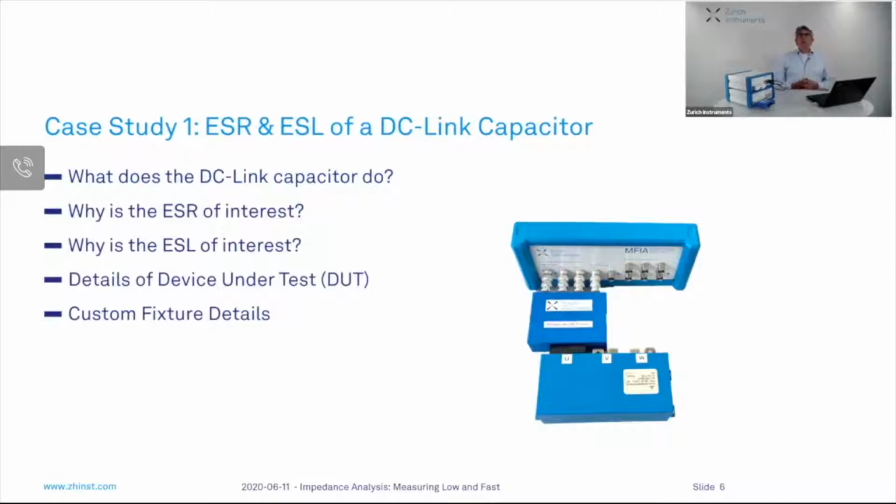So let's start with the low ESL and low ESR. A great component on which to measure this is a commercially available DC link capacitor, such as this one. I'll give a brief introduction of what the DC link capacitor does, and then we'll look at why low ESR and low ESL are so important. Then, before we jump to the live demo, we'll have a look at the capacitor details and the specification sheet, as well as the fixture that we've used to connect the capacitor to the MFIA.